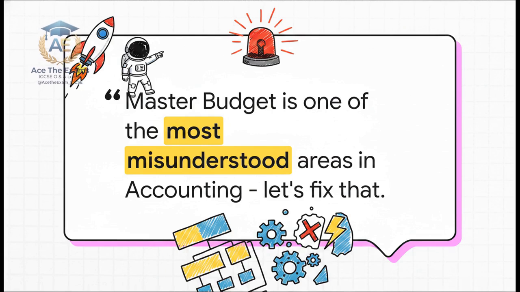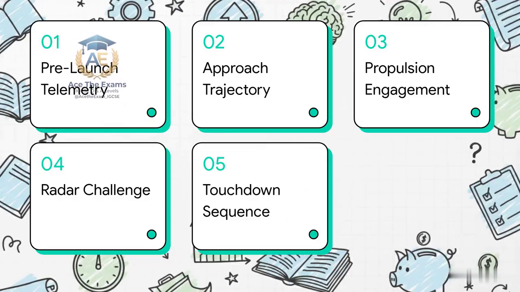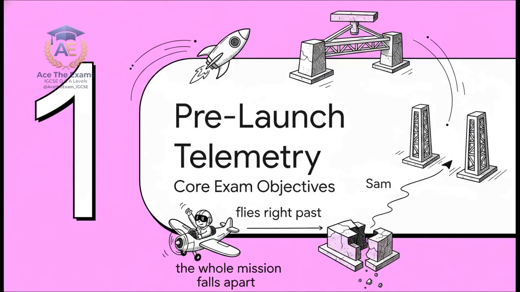We need to pop the hood, figure out exactly why candidates are crashing their scores here, and completely deconstruct the mechanics together. So here is our official flight plan for today's simulation. 1. Pre-launch telemetry. 2. Monitoring the approach trajectory. 3. Propulsion engagement. 4. The interactive radar challenge. And finally, 5. The touchdown sequence. Let's move straight into Section 1.